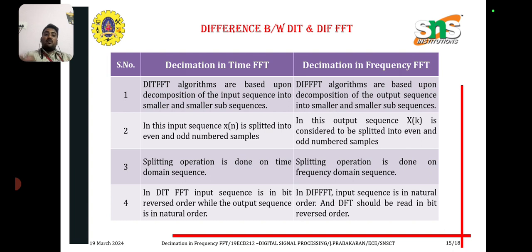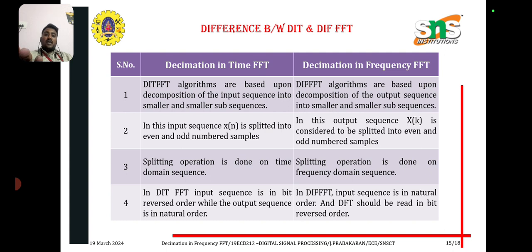In the input sequence for DIT, x of n is split into even and odd numbered samples, as we know. In DIF, the output sequence x of k is considered to be split into even and odd numbered sequences. The third point: the splitting operation is done on the time domain sequence in DIT, whereas in DIF it is done on the frequency domain sequence.